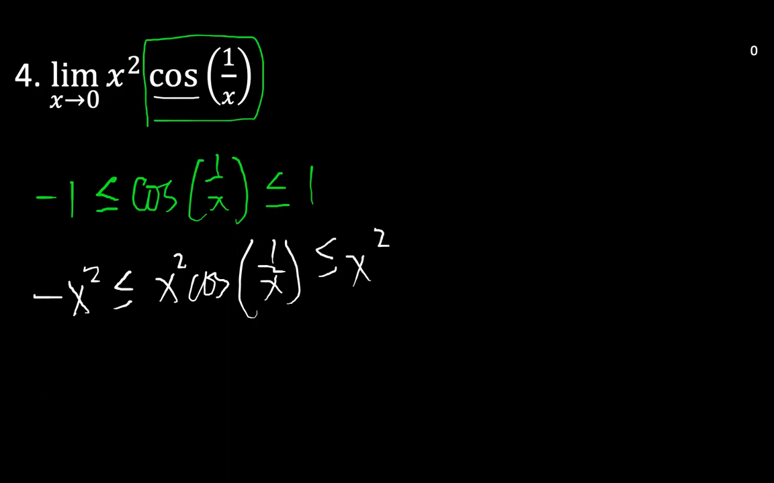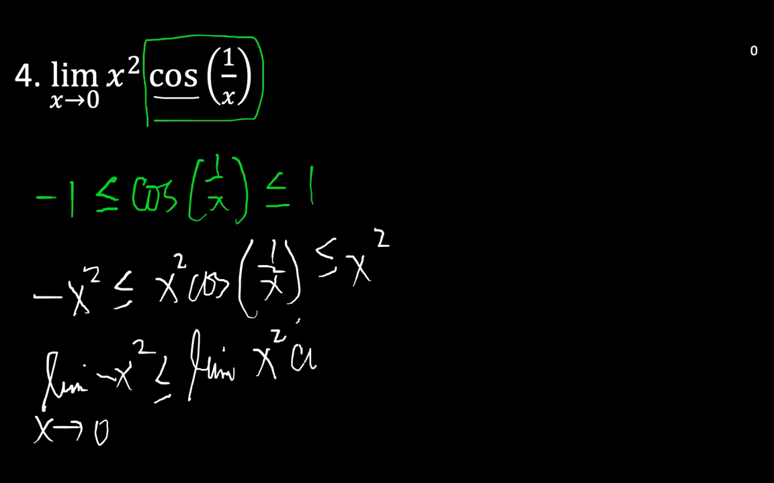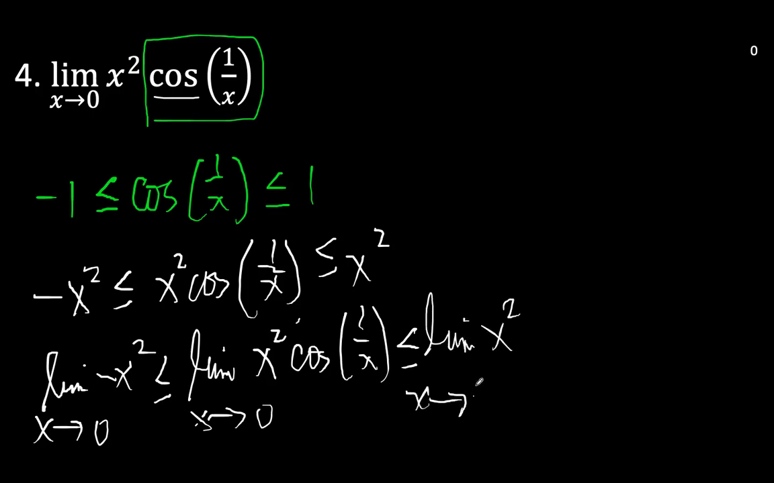Okay, let's take the limits. So the limit of -x squared as x approaches 0 is less than or equal to the limit of x squared times cosine 1 over x as x approaches 0, which is less than or equal to the limit of x squared as x approaches 0 as well. Okay, so let's take the limits on all of the terms.